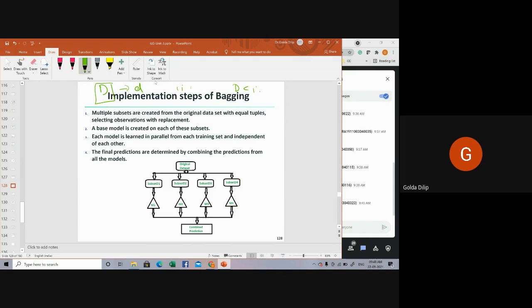Okay, so putting it in simple steps, what is being mentioned out here is that multiple subsets are created from the original data set with equal tuples, selecting observations with replacement. So a base model is created on each of these subsets, and each model is learned in parallel from each training set, independent of each other. Okay, so the final predictions are determined by combining the predictions from all the models. Okay, so you can see here subset 1, subset 2, subset 3, subset 4. So the various classifiers are being combined and you make the final combined prediction.